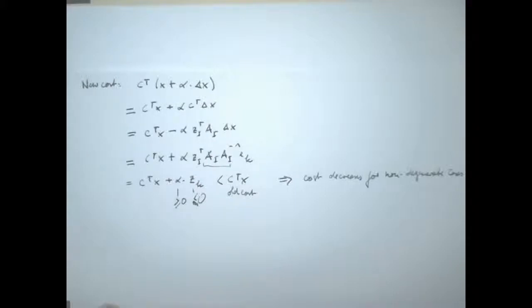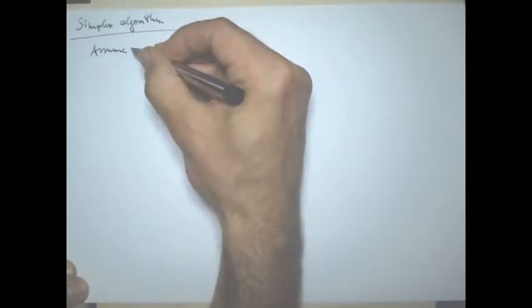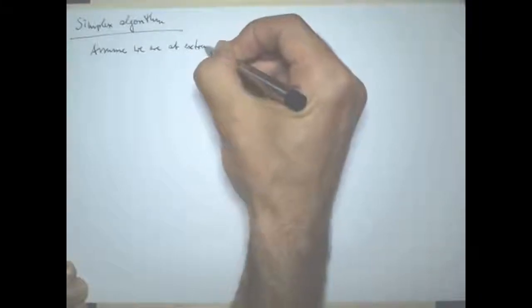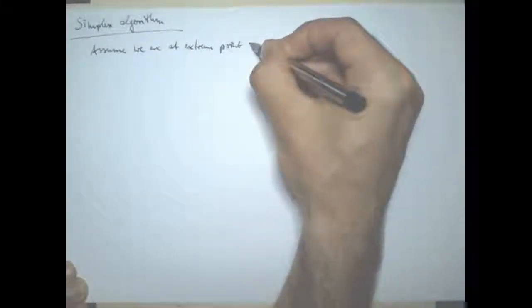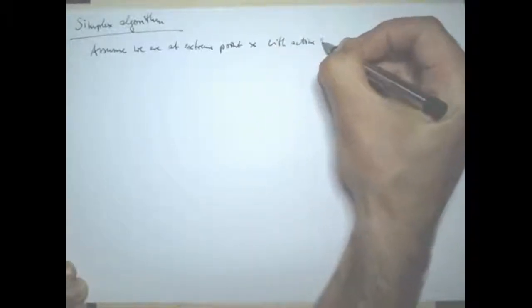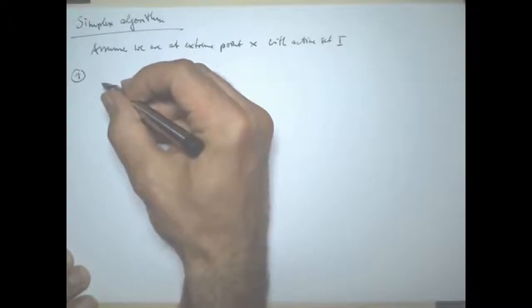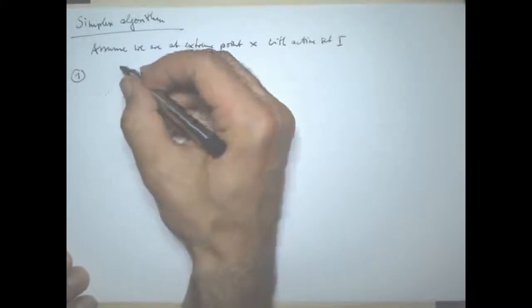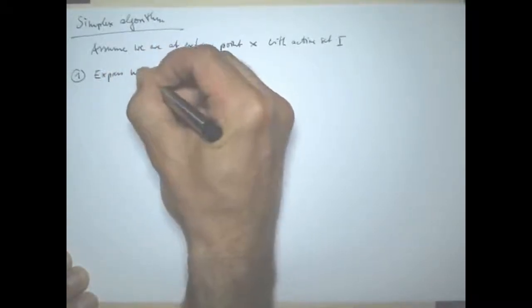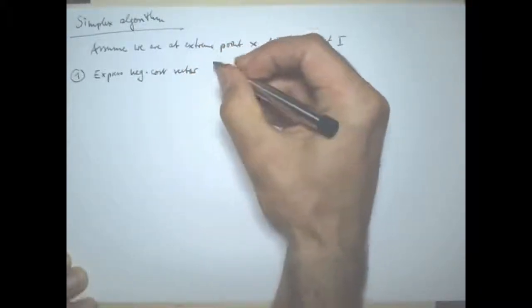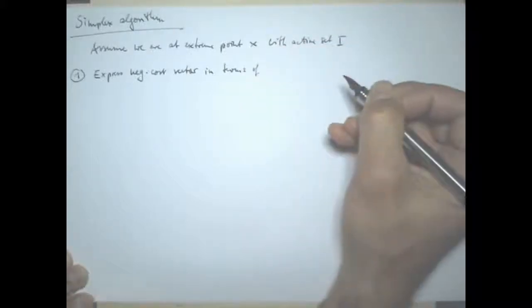Okay, so now all of these findings can be summarized in the Simplex algorithm. Again, at the outset, I assume we are at an extreme point x with an active set I. We proceed in 3 steps. First, I want to try and express my negative cost vector in terms of the normal vectors of my active constraints.